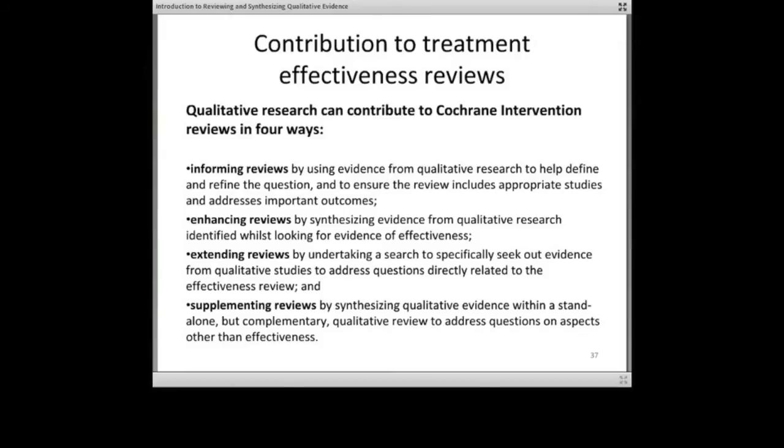This is actually a short excerpt from our chapter 20 in the Cochrane Handbook on the role of qualitative evidence in Cochrane effectiveness reviews. And as you can see, we identify four different roles of qualitative evidence synthesis. It can inform a review by using evidence from qualitative research to help define and refine questions. We are very used to developing our own research questions.